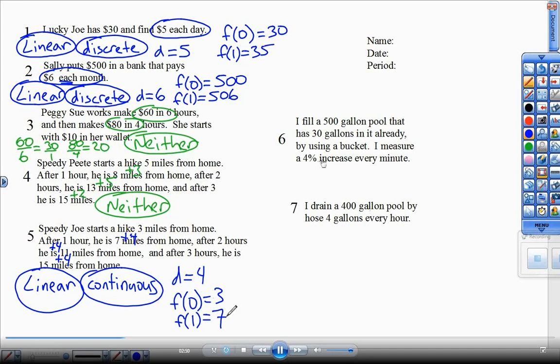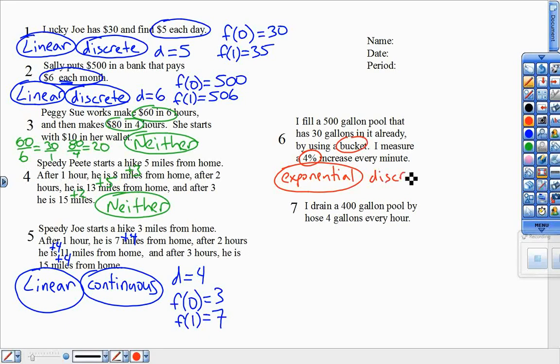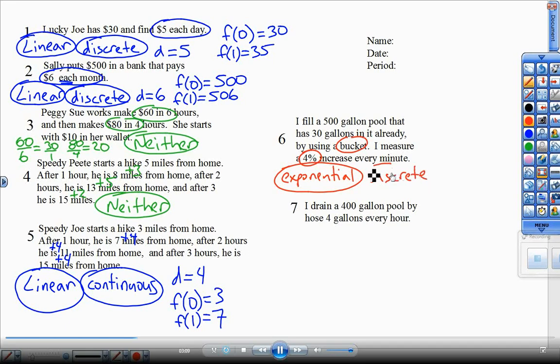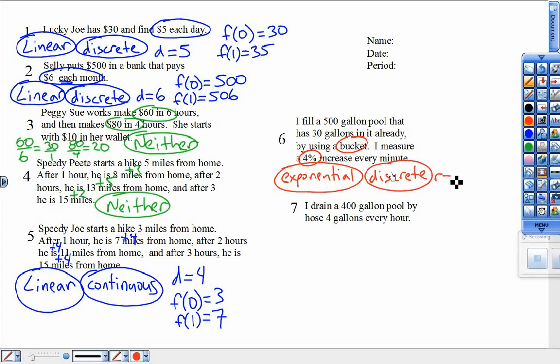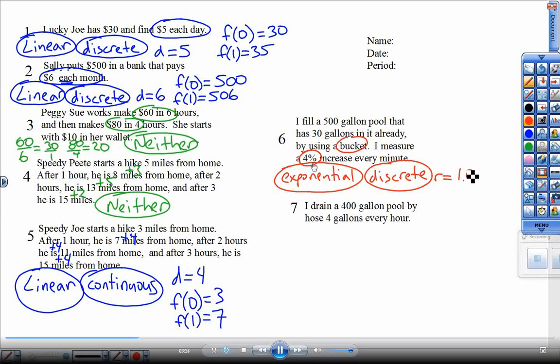All right, 6, automatic percent, exponential. Anytime you see a percent or doubling or tripling or halving, timesing, exponential. This one, because it's being filled by a bucket one at a time, a gallon bucket, and not a hose, this would be discrete. And then the R number is 4% added to 1, or 1.04.